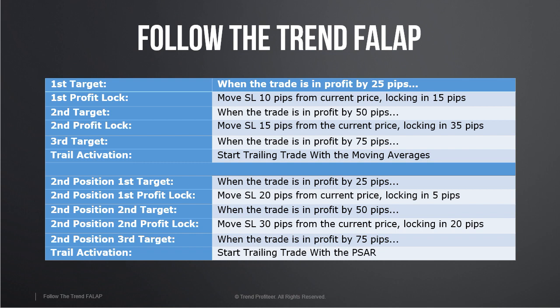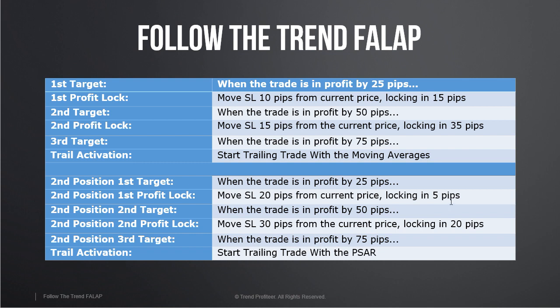It just gives you the flexibility of being able to be tight and aggressive with one and more liberal with the other. So for example, on the first target, when the trade is in profit by 25 pips, your first profit lock is move stop loss 10 pips from the current price, locking in 15 pips. Okay, that's your first position. And on your second position, when the same trade is in profit by the same 25 pips, in this case, move the stop loss 20 pips from the current price, locking in 5 pips.